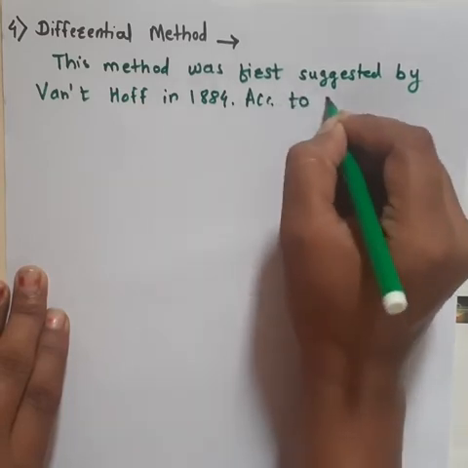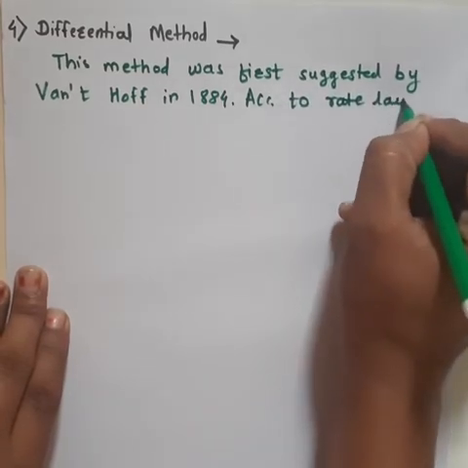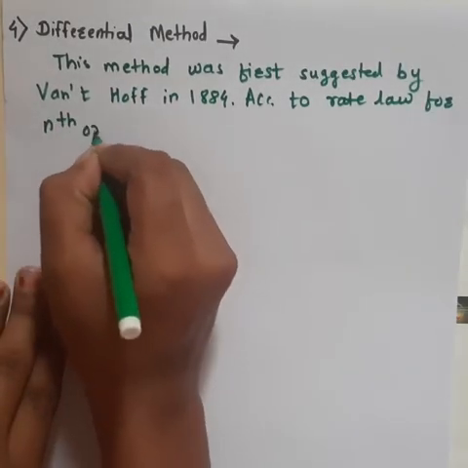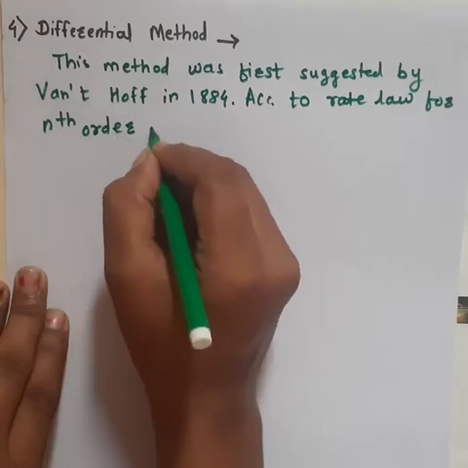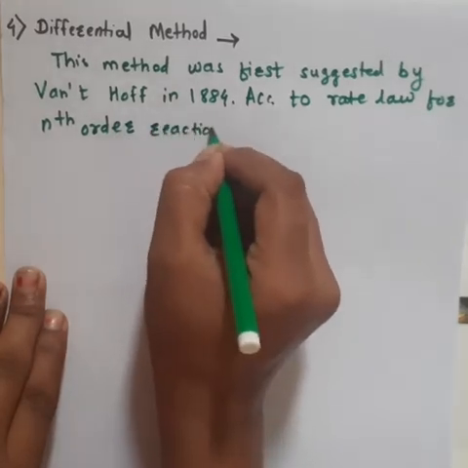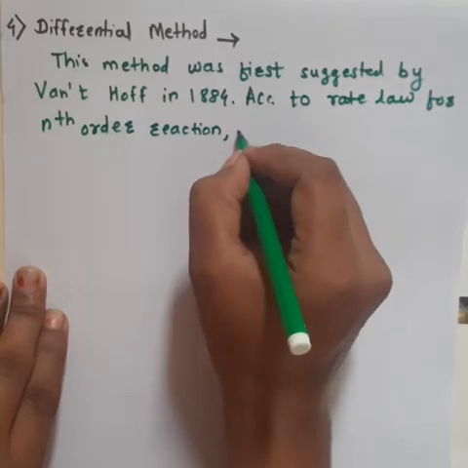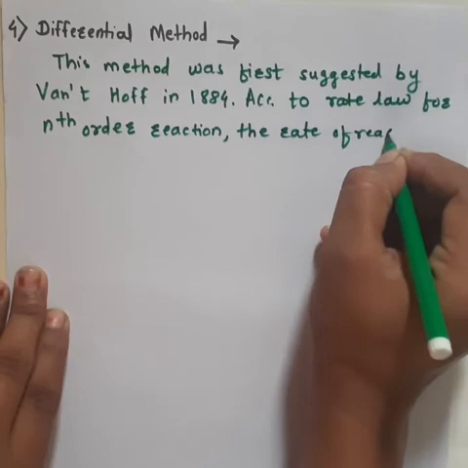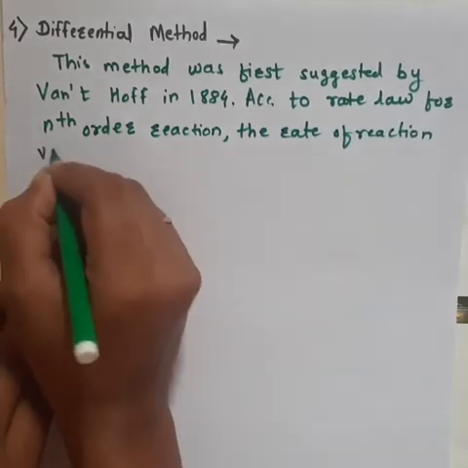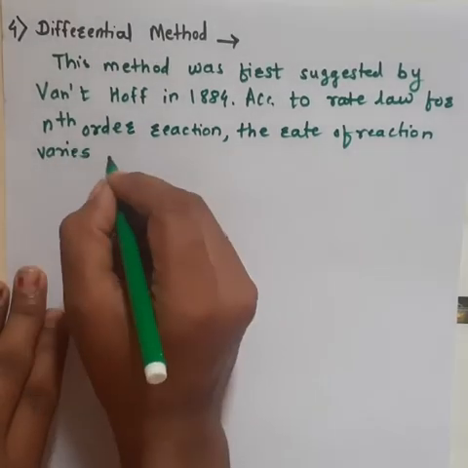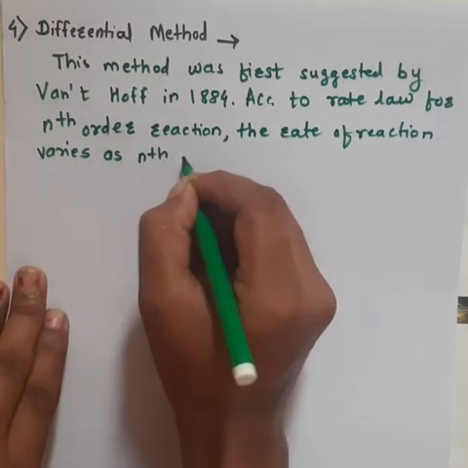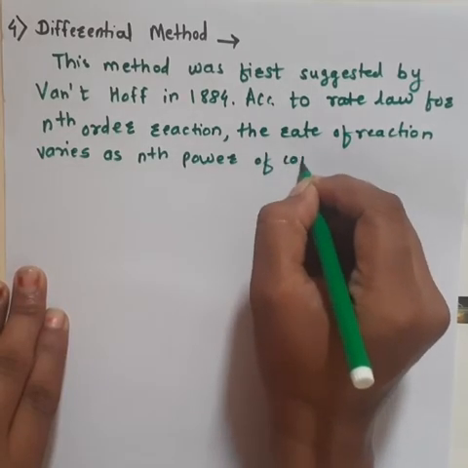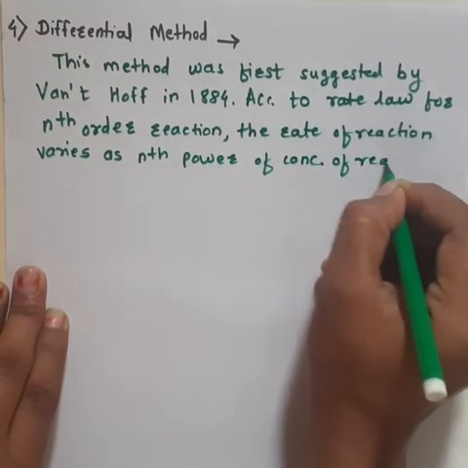According to the rate law for an nth order reaction, the rate of reaction varies as the nth power of the concentration of reactant.